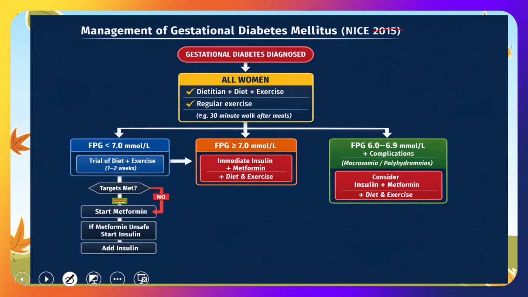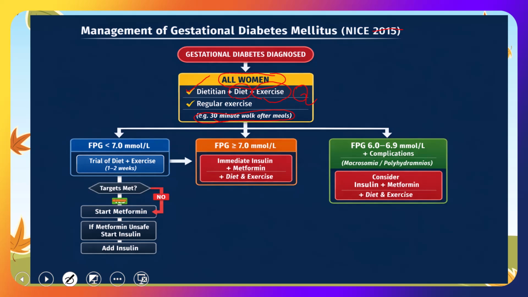Gestational diabetes mellitus, once diagnosed, we have to offer all the women a dietitian referral plus diet and exercise. And now the question can be asked of you: what form of exercise can I do, if a female with gestational diabetes mellitus is asking you? Then you have to tell her that a 30-minute walk after meals is sufficient for such cases.